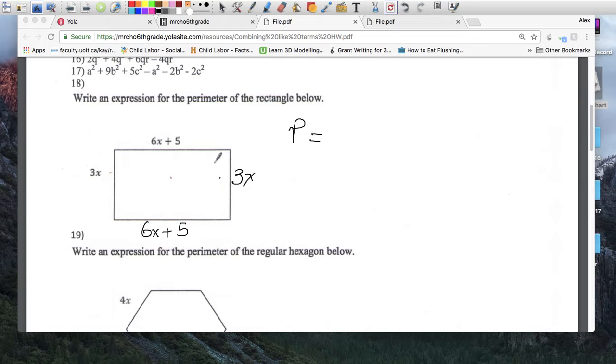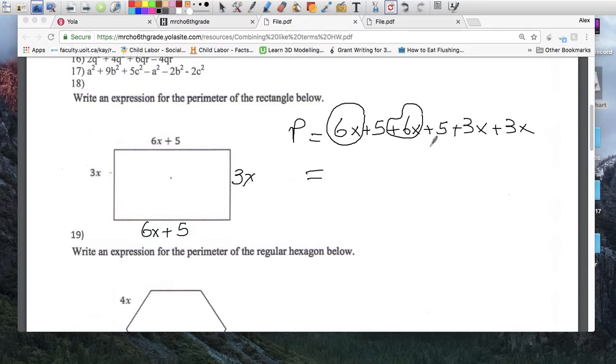You get 6x plus 5, which you're going to add to the bottom, another 6x plus 5, plus this 3x, and finally this 3x that's on the other side. We can leave it like this, but we're going to combine the ones that we can. So let's look for something. Let's circle everything that's an x. 6x, well, this is also an x, and this is also an x, and this is also an x. So those four are the same type, and we can combine them.